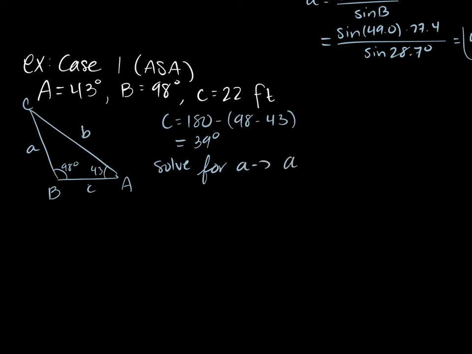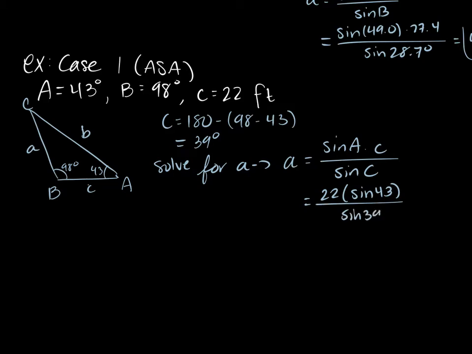If you remember from the first example, side A is equal to sine of A times C over sine of C. This time we're going to use sine of C just because they gave us side C. So this will be equal to 22 times sine of 43 over sine of 39. Plug it into your calculator and you get 23.84 feet.